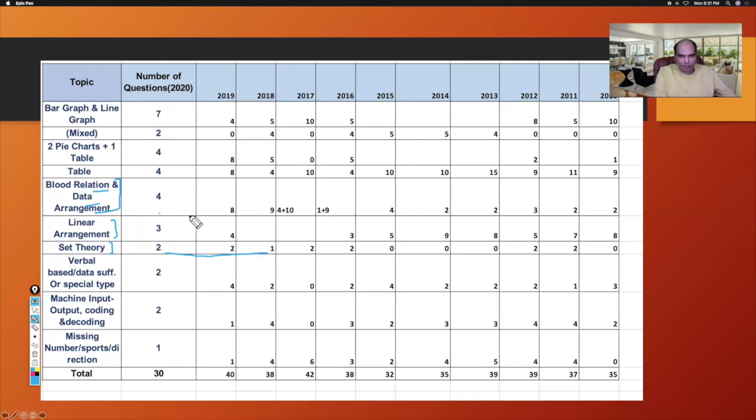But the puzzles are the most important part of the LR section. So in a year like 2016, if you look at it, there were 38 questions in DI plus LR, out of which 18 questions are in DI. So there are 20 questions on LR, and out of those 20 questions, these 10 questions are blood relation and data arrangement, which basically means puzzles.